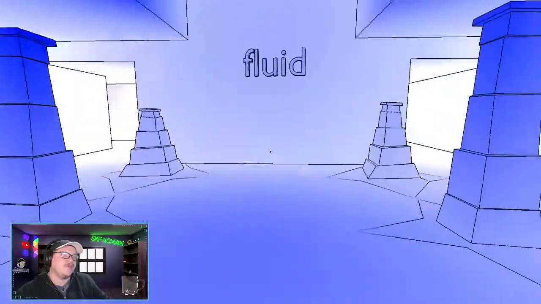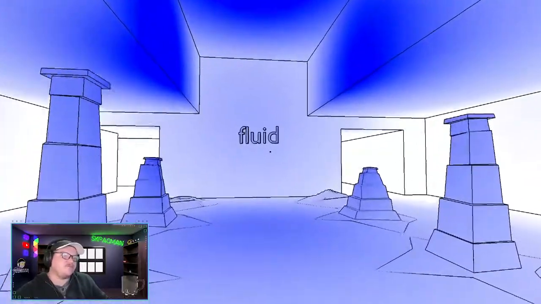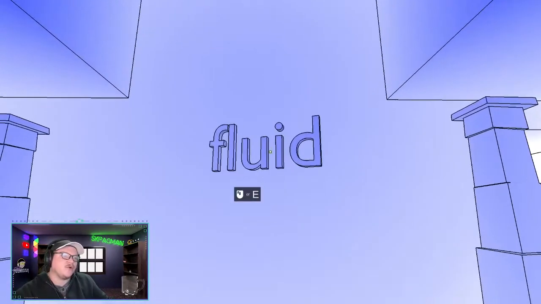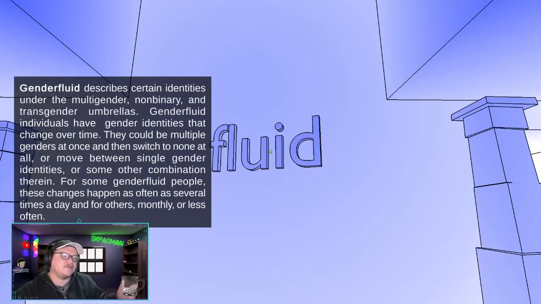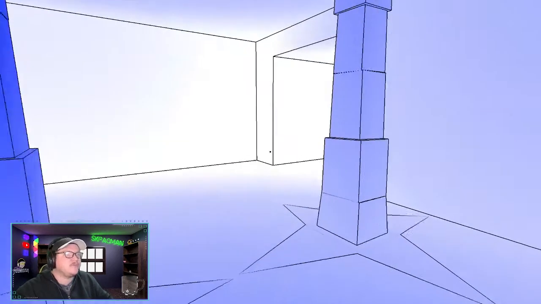But gender fluid, just like these pillars are fluid, means that you identify as both masculine and feminine, and depending on your mood for the day or anything like that, you're fluid. Gender fluid describes certain identities under the multi-gender, non-binary, and transgender umbrellas. Gender fluid individuals have gender identities that change over time. They could be multiple genders at once, then switch to none at all, or move between single gender identities or some other combination. For some gender fluid people, these changes happen as often as several times a day, for others monthly or less often. And that's cool.